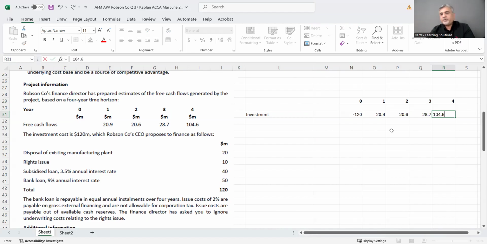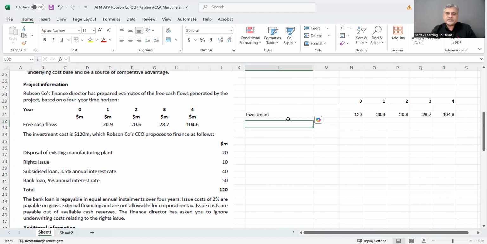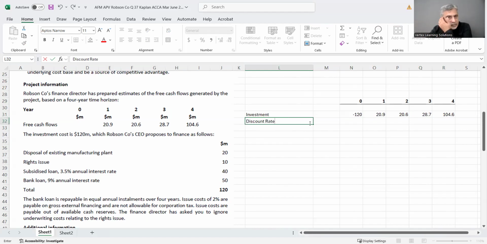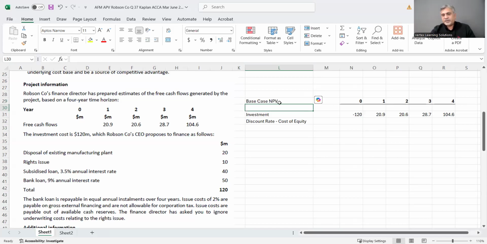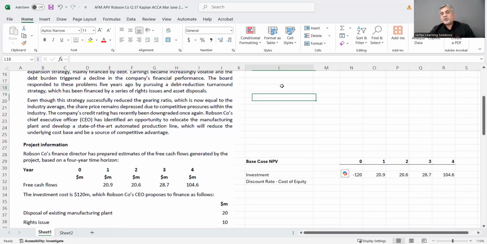104.6 million. What you need to do, you need to have here your discount rate. Okay, discount rate. And that discount rate should be cost of equity. You can put here a title for what you are going to calculate: you are calculating base case NPV. For base case NPV, you need cost of equity. How do you calculate cost of equity?